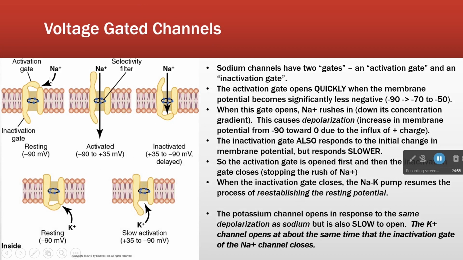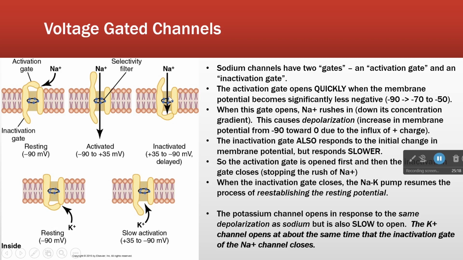All right, so here's our sodium channel. Sodium channels have two gates. They have an activation gate and an inactivation gate, okay? They are also very selective. In other words, they don't allow potassium through, they only allow sodium through. So there's a region of selectivity in the R groups of that protein.